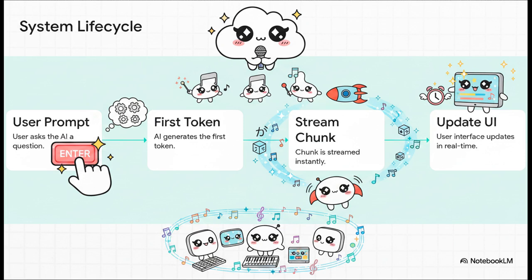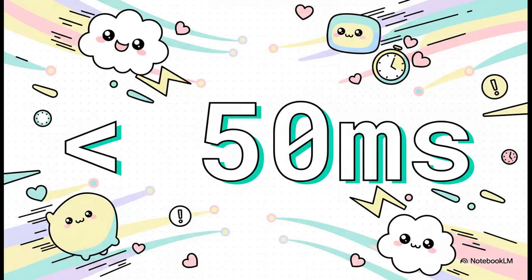This loop, generate, stream, update, happens over and over hundreds of times a second. It's literally like a digital orchestra playing in perfect sync to deliver information to your eyes as fast as the machine can think of it. And when I say fast, I mean incredibly fast. The metric that defines success here is measured in absolute milliseconds.